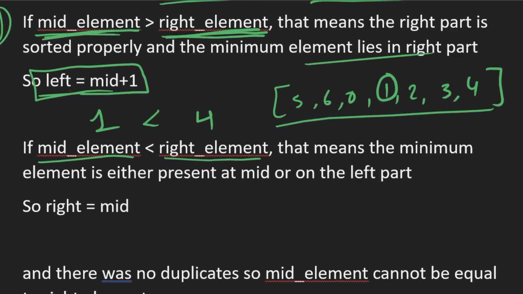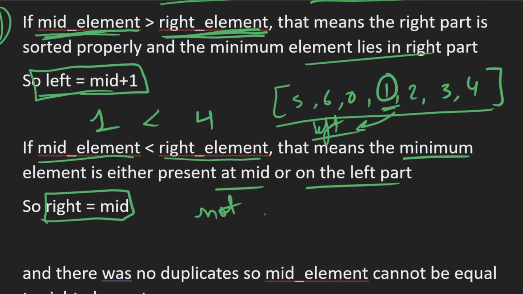In that case the minimum element is either at the mid or on the left part. So we are not sure whether it will be at the mid or on the left part, so we update right is equal to mid only, not mid minus 1, because our minimum can be at the mid also, right? So we have updated right is equal to mid.